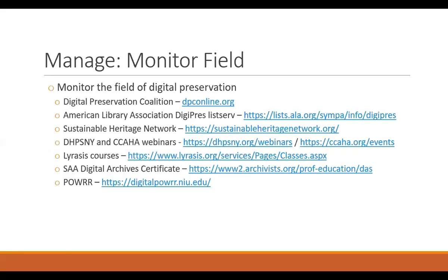And we also want to monitor the digital preservation field. So I've listed a lot of resources here, and I'll kind of go through them and explain what these are. So the Digital Preservation Coalition publishes some very great resources, including the Digital Preservation Handbook that I referenced once or twice in this presentation. And they also publish a digitally endangered species list every year where they evaluate the risks of different types of files and file formats.